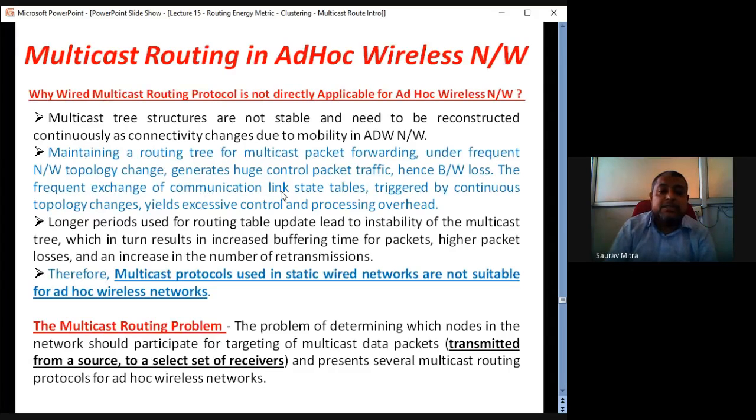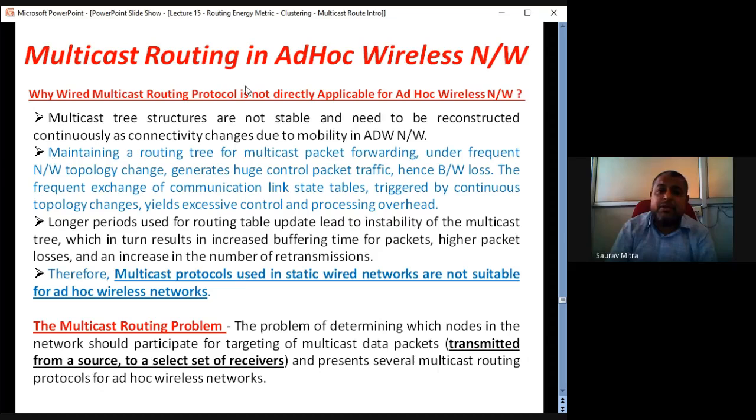Frequent exchange of communication link state tables, and continuous topology change, is excessive control or processing overhead. So all these are actually properties of wired multicast routing, but they cannot be directly used for wireless multicast routing.